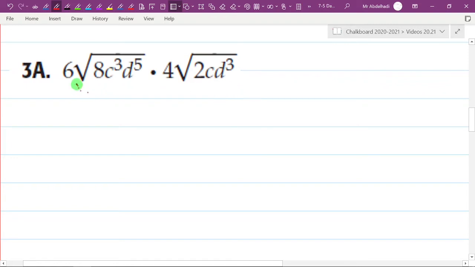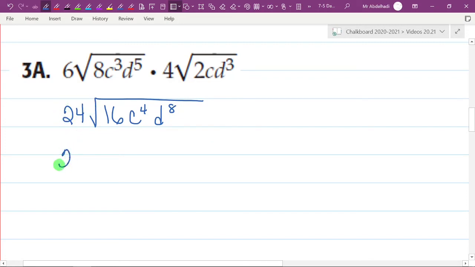And once again, you multiply the outside numbers first. So 6 times 4 is 24. And then what's inside the radical? Well, they're both square roots, so you're going to get one big square root here for your first step. And this is 8 times 2, which is 16. C to the third times C, which is C to the fourth. And D to the fifth times D to the third. You add the powers, 5 plus 3 is 8. You get there. Now the 24 outside is just a spectator, it just stays there, it's a multiple. And we're going to break up the rest of these into separate roots.